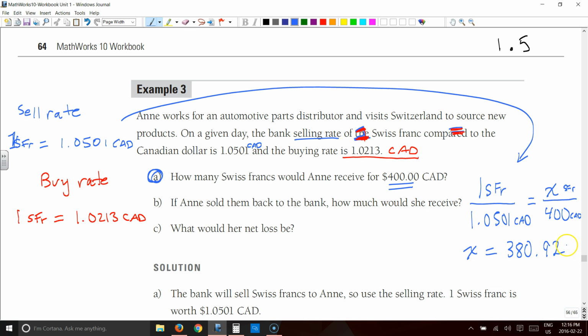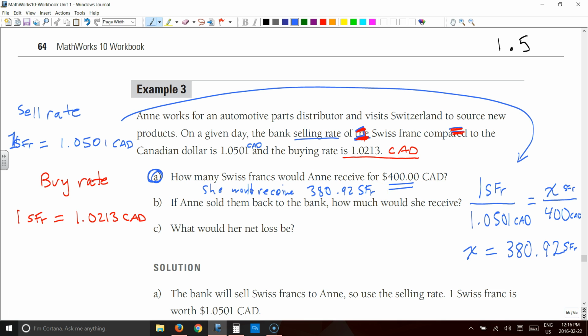There it is. And don't forget the units. Swiss francs. It's so crucial that you write down these units in these questions because there's a lot of information on the page and things get mixed up. So I think we've answered that question right here. How many Swiss francs would she receive for $400 Canadian? She would receive 380.92 Swiss francs for $400 Canadian.